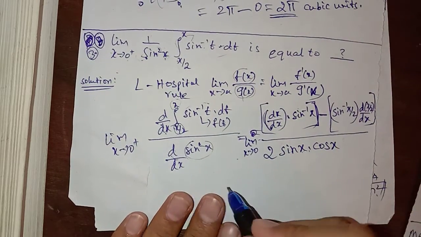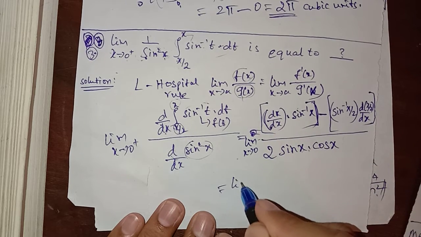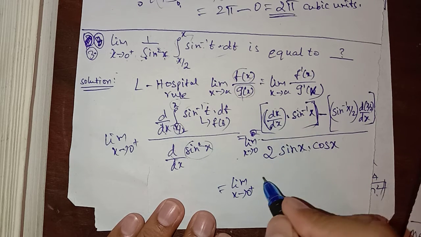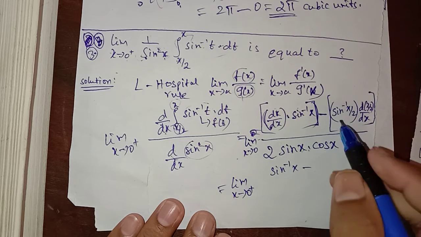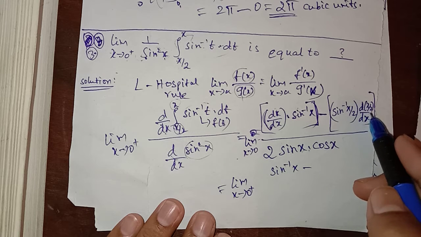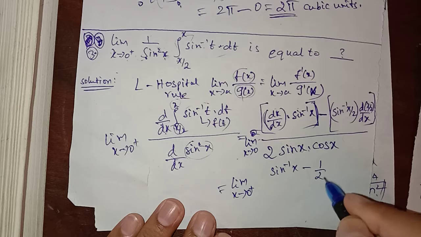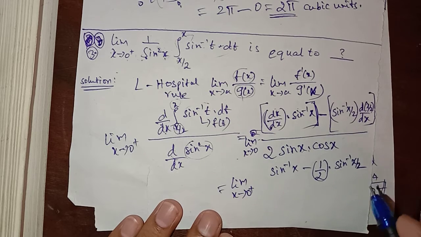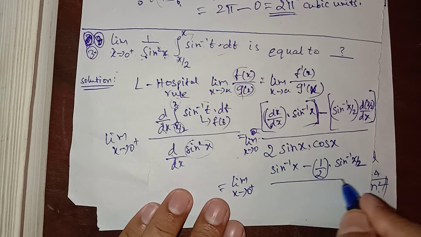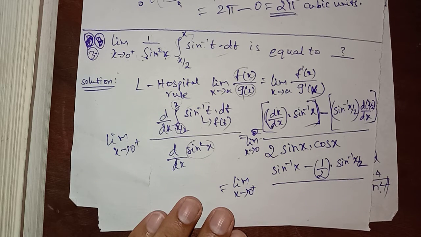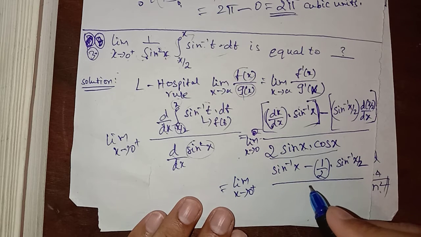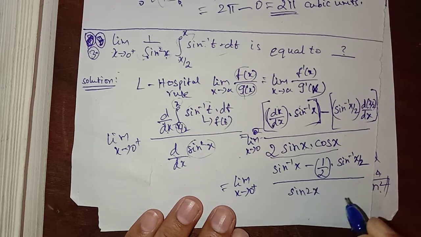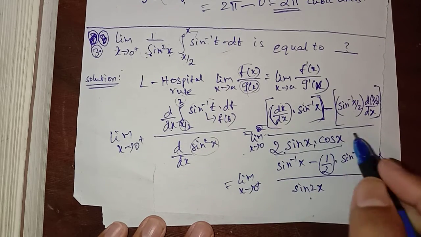So again we have to differentiate it. First what we have to find: limit x tends to 0 plus, differentiation of x with respect to x means 1, sine inverse of x minus differentiation of x by 2 with respect to x is 1 divided by 2, into sine inverse of x by 2, divided by, we can write this as sine 2x. Why? Because sine 2x is equal to 2 sine x into cos x.